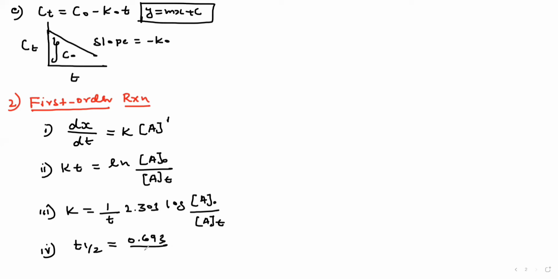T half is equal to 0.693 by K. It means what? The t half is independent of concentration. Please note, this is independent of concentration. Very important. And the fifth equation is very, very important: Ct is equal to C naught e power minus Kt. Okay. These 5 equations are very, very important for the first order reaction.